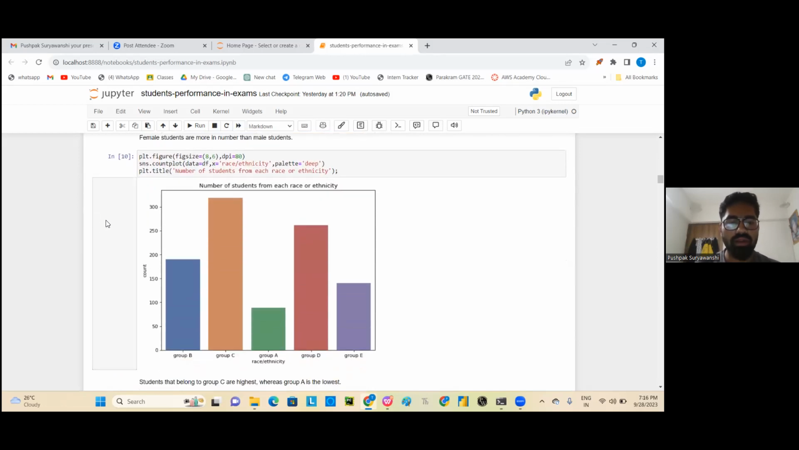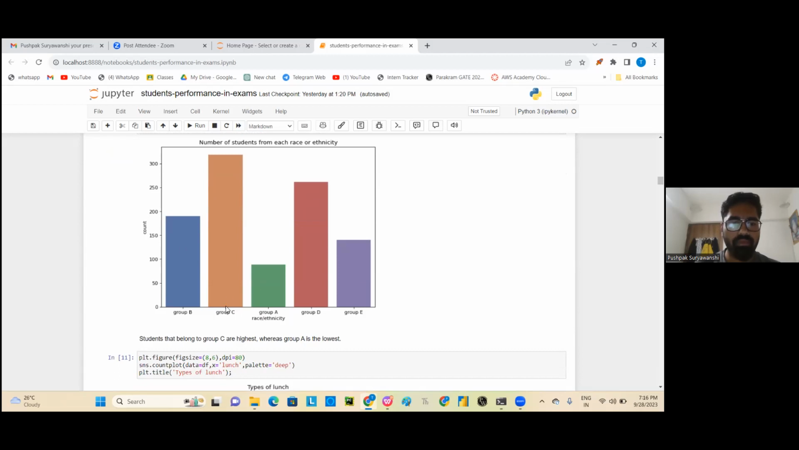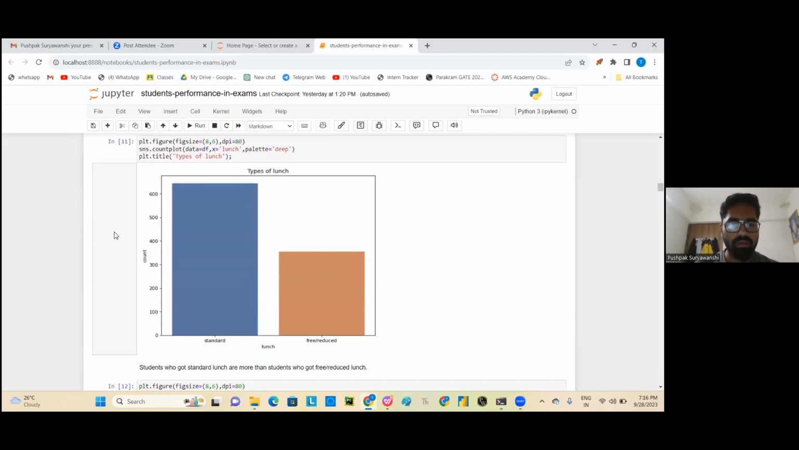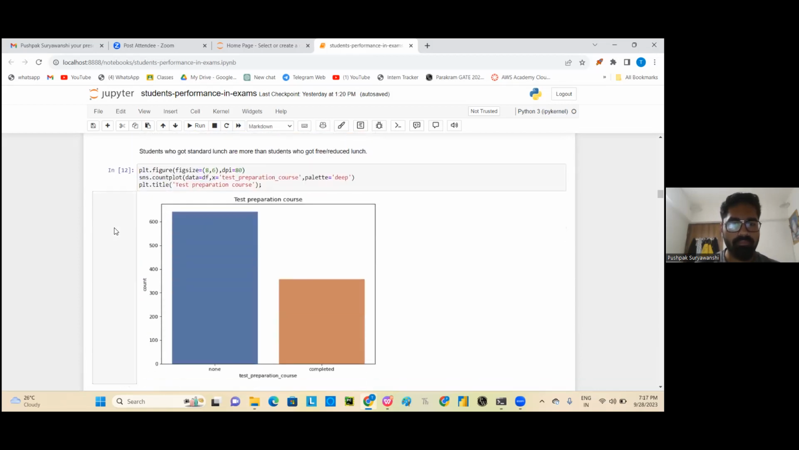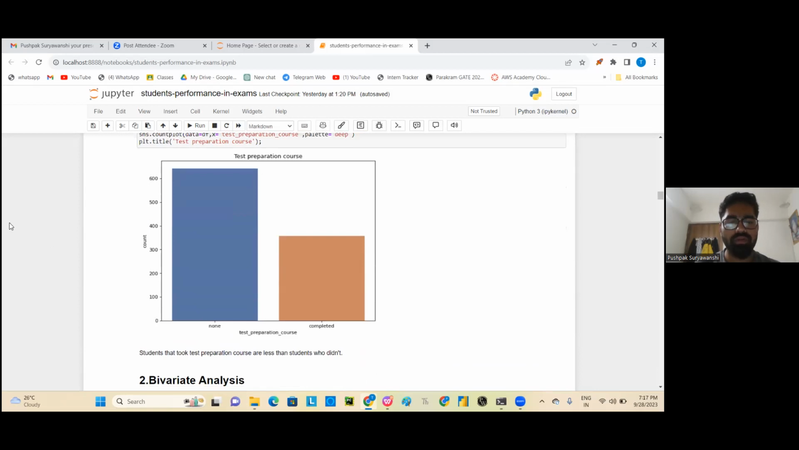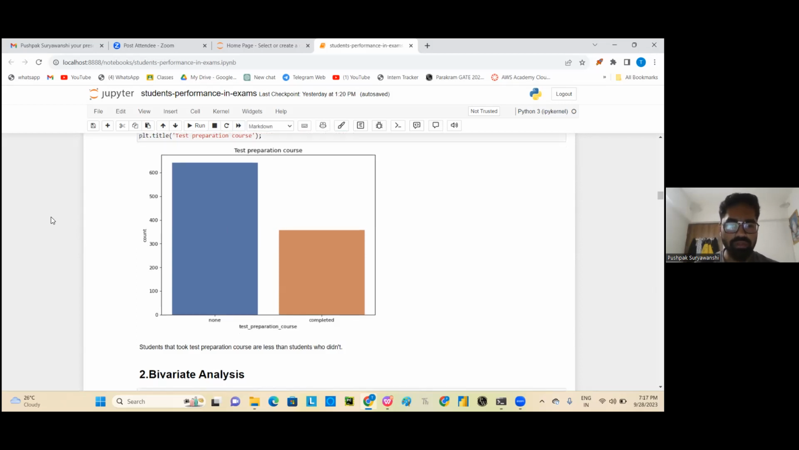The next step is to use the race ethnicity column. We have used a count plot here. We can see that students from group C are the highest, followed by group D and group B. This is the information that we get from this graph. Next is the type of lunch that students prefer. The standard lunch is preferred by most of the students. Then the test preparation course: how many students have completed the test preparation and how many have not. We can see that students who took the test preparation course are fewer than students who didn't. Only a few students have completed the test preparation.